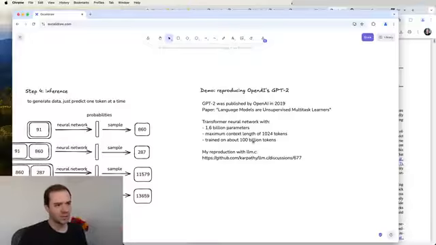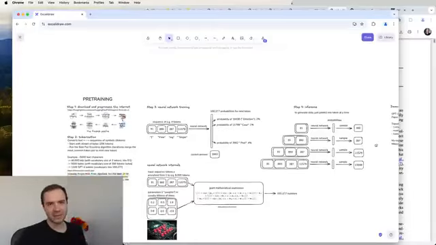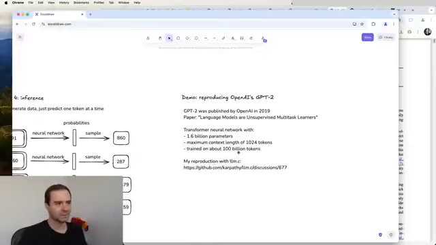And finally, GPT-2 was trained on approximately 100 billion tokens. And this is also fairly small by modern standards. As I mentioned, the FineWeb dataset that we looked at here has 15 trillion tokens. So 100 billion is quite small.